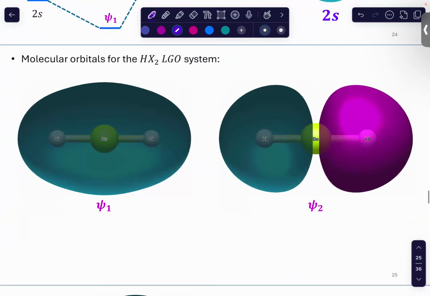Okay, so let's start taking these apart and thinking about what these are. So here's your beryllium H2. This is your psi 1. This perfectly symmetric representation is the lowest energy, and it's going to be a combination of what? It'll be the s orbitals, so you're going to get a hydrogen s.